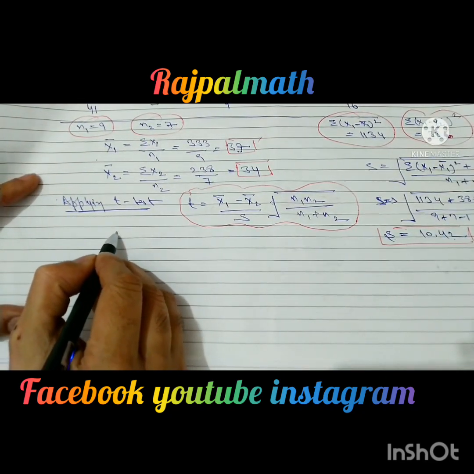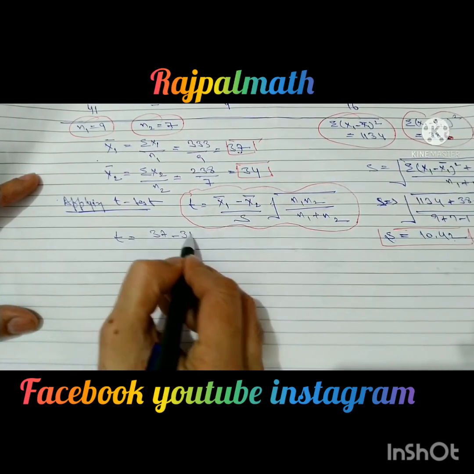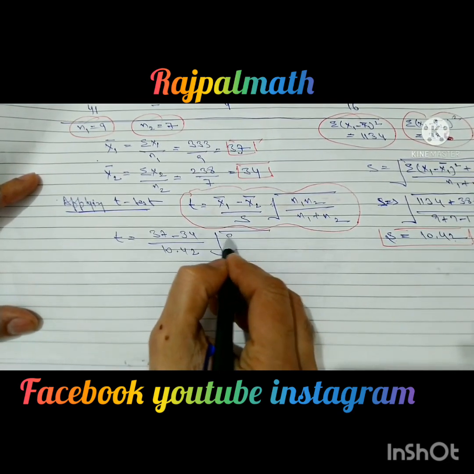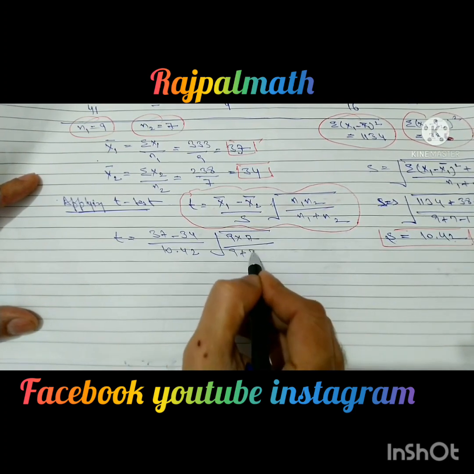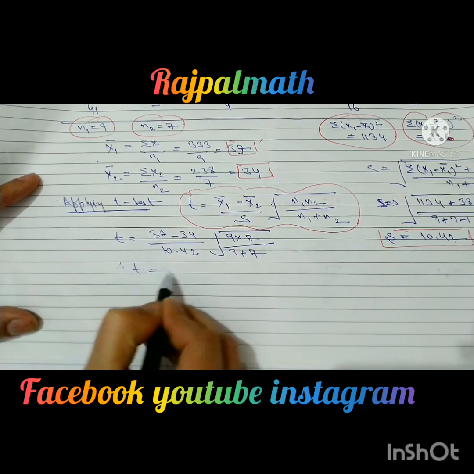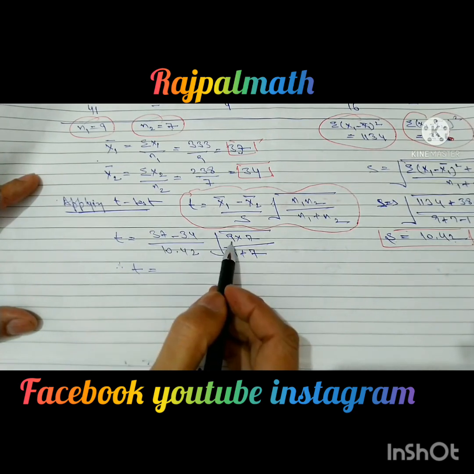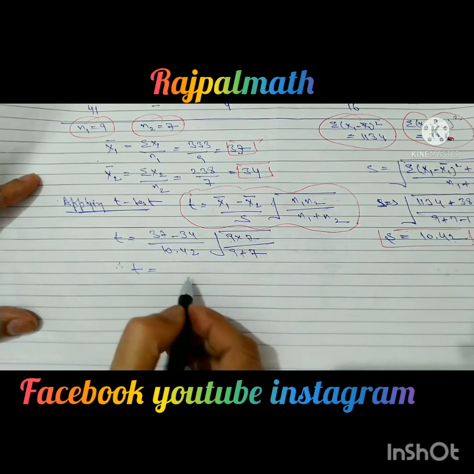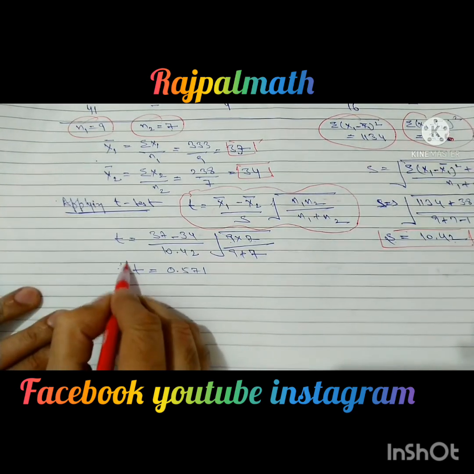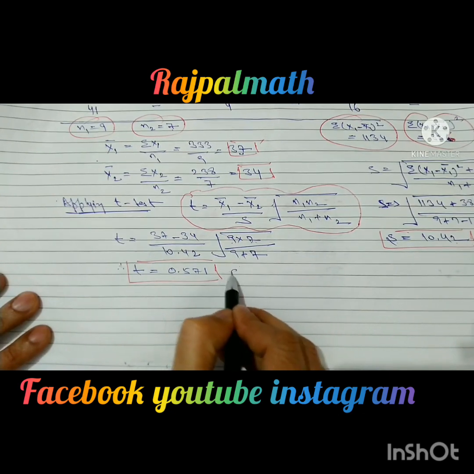value of t equals x1 dash is 37 minus 34, standard deviation is 10.42, under root n1 is 9 into 7 over 9 plus 7. Therefore, t equals 37 minus 34, which is 3, divided by this, 9 into 7, 63, and 0.571. So t equals 0.751. Calculated value.